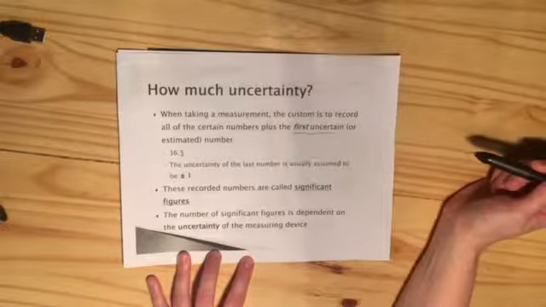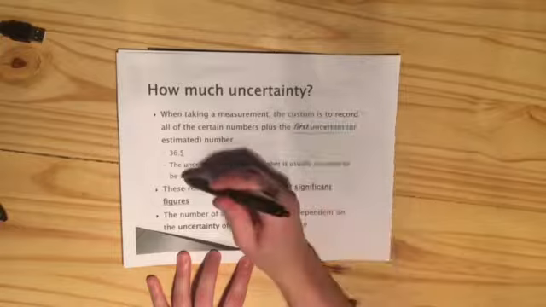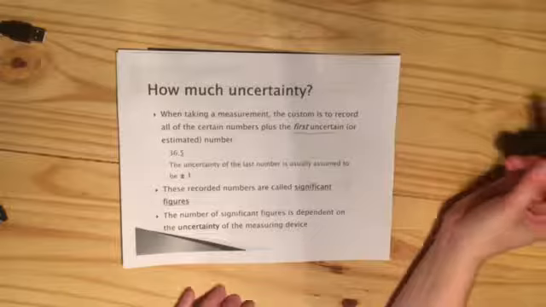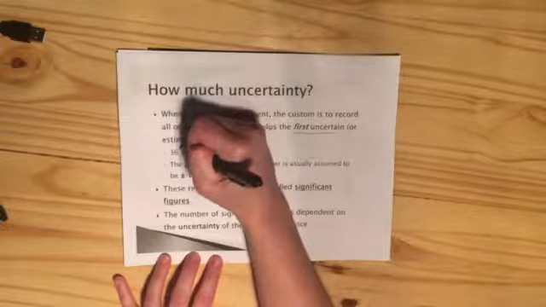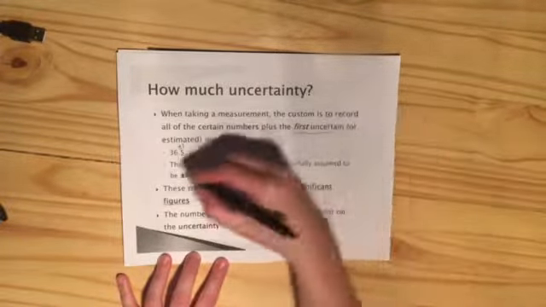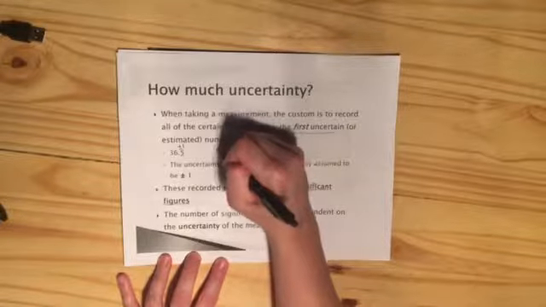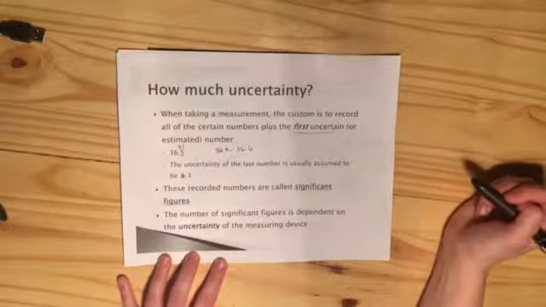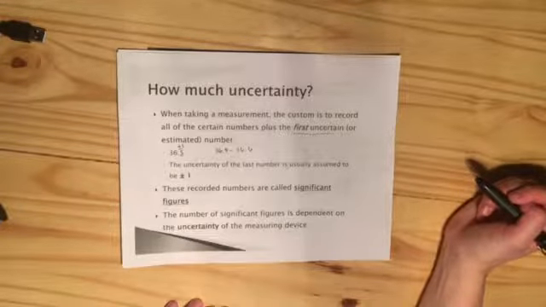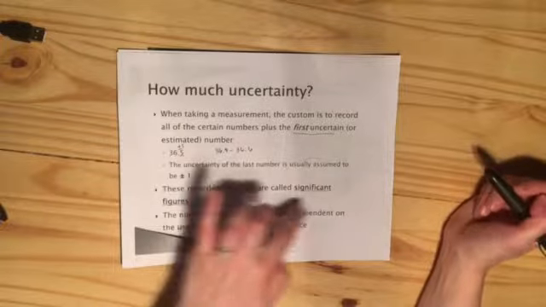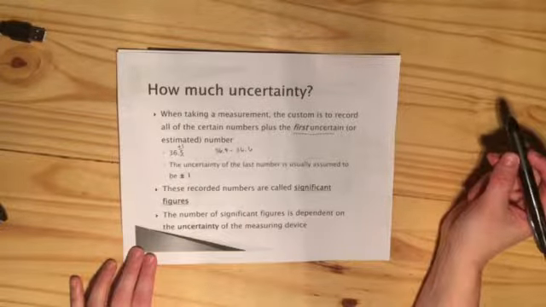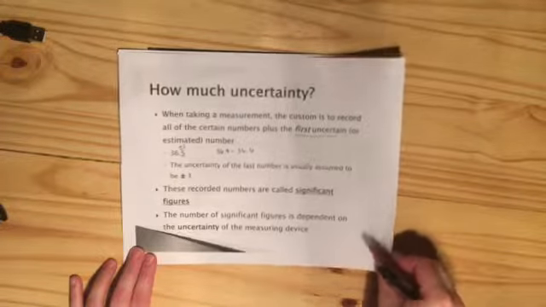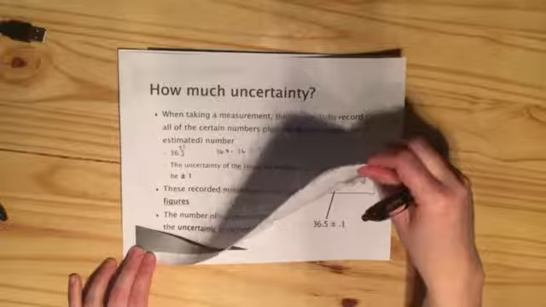The uncertainty of the last number is usually assumed to be plus or minus 1 in the last uncertain digit. And so for here, it would be plus or minus 1 there. And so you would say that your actual range is 36.4 to 36.6. That's probably where your actual number lies, somewhere in between that. These recorded numbers are called significant figures. The number of significant figures is dependent on the uncertainty of the measuring device.